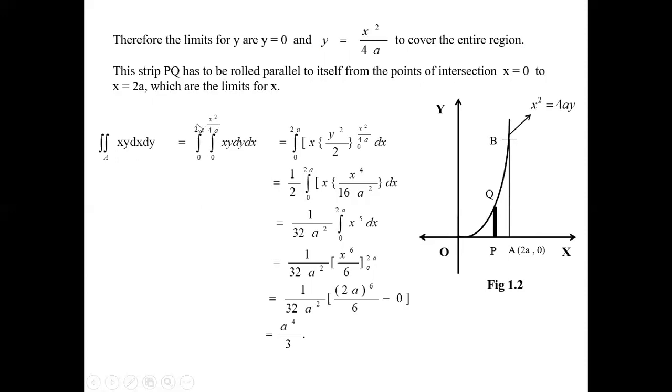So these limits were not given. Only the region was given. We found these limits by using this figure. And now the limits are known to you. Now you can evaluate the double integral.